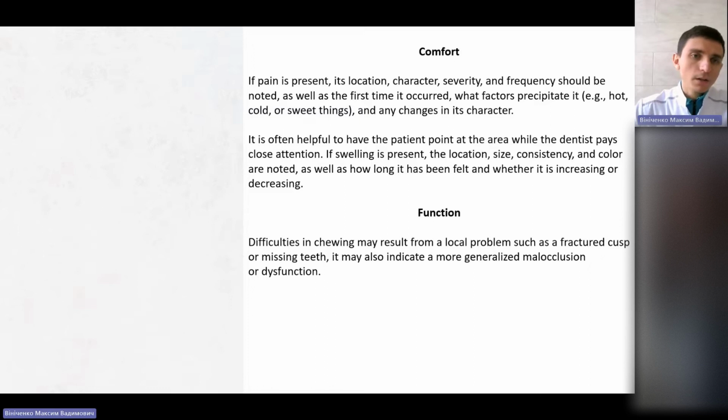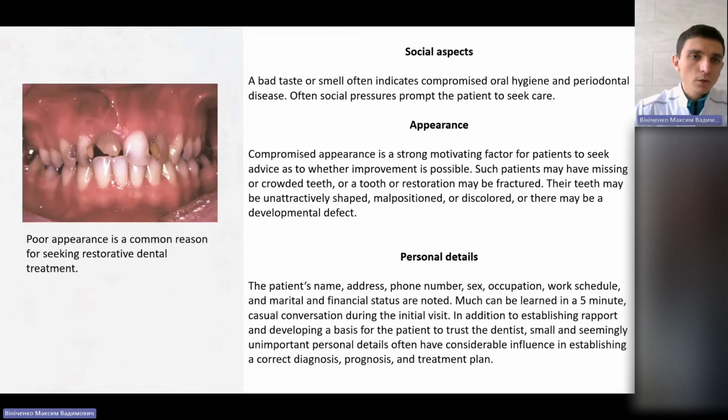Function. Difficulties in chewing may result from a local problem such as a fractured cusp or missing teeth. It may also indicate a more generalized malocclusion or dysfunction. The social aspects. A bad taste or smell often indicates compromised oral hygiene and periodontal disease. Often social pressures prompt the patient to seek care.